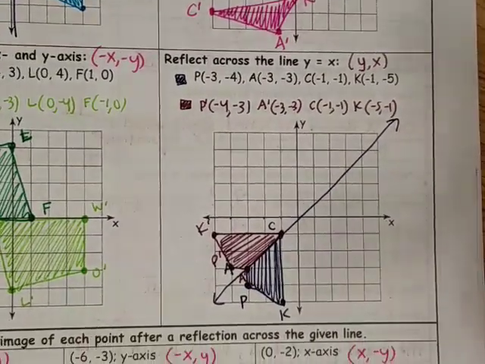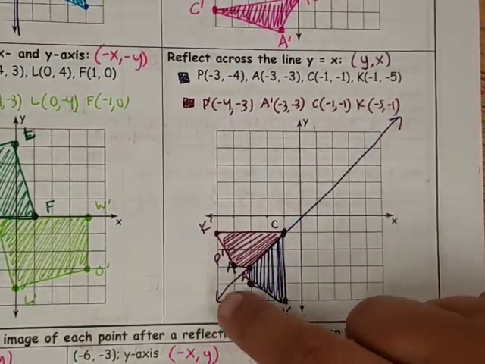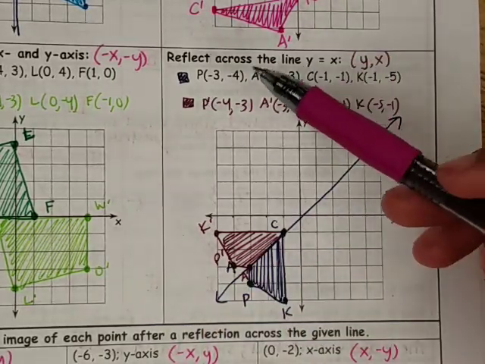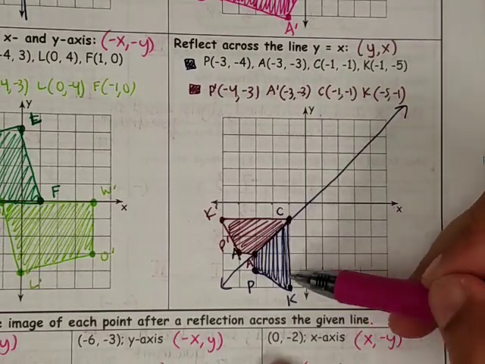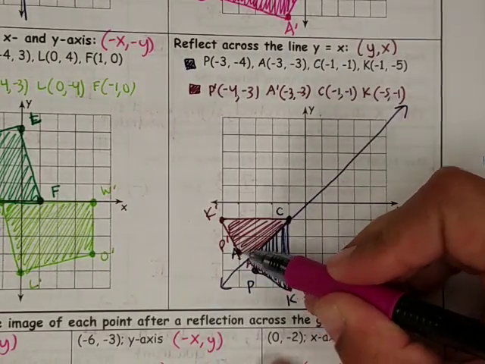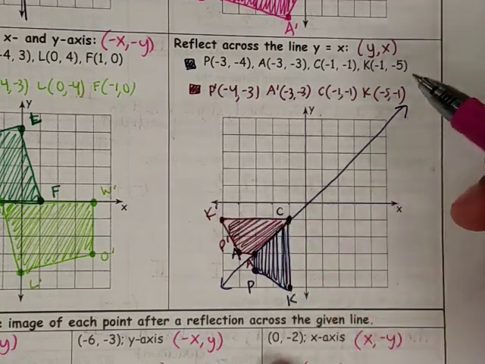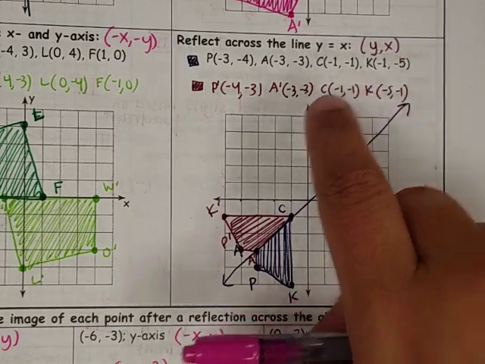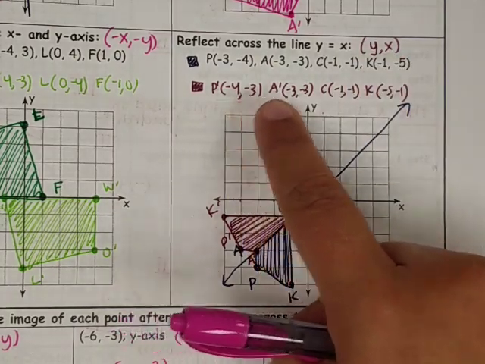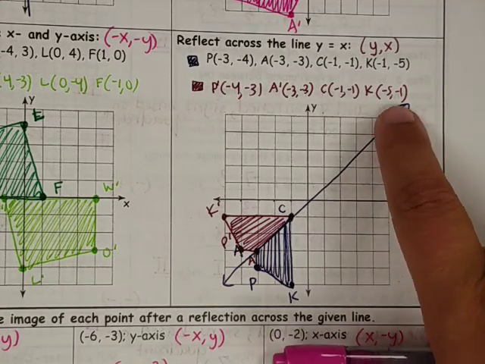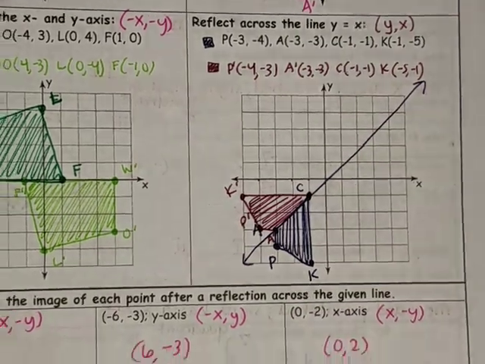And then right here, I knew that my line of reflection is y equals x, so I drew that line. When I drew in my trapezoid, this navy one right here, I counted how many spaces it was away, and then I went in the opposite direction. And then I also made sure to check because all you had to do was switch your x and y. So my new points were negative 4, negative 3, negative 3, negative 3, negative 1, negative 1, negative 5, negative 1.